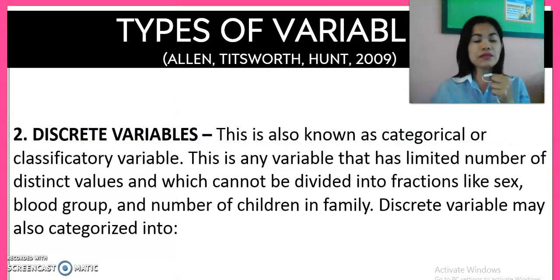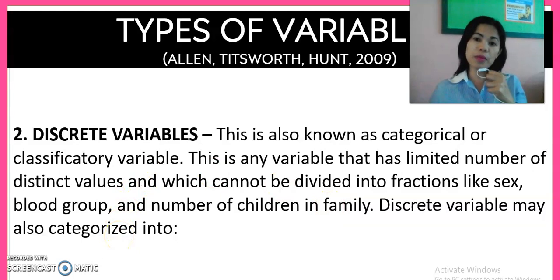Okay, next, another is discrete variables. So we started with continuous, and under continuous we have the interval variables and ratio variables. Then another type of variable is discrete variable. When you say discrete, meaning to say categorical or classificatory variable. This is any variable that has a limited number of distinct values which cannot be divided into fractions, like sex, blood group, and number of children in a family. There are also other categories of discrete variables.